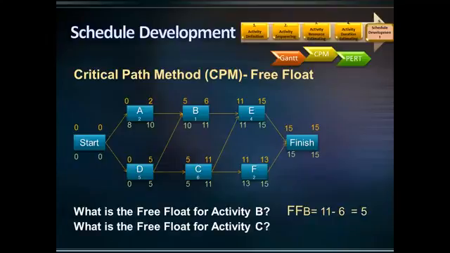Now calculate the free float of activity C. What is your answer? 0? That's right. Activity C's successors are activities E and F with the early start of 11 days. So there is no room for activity C to float without impacting activities E and F. In other words, the free float of activity C is 0 days.